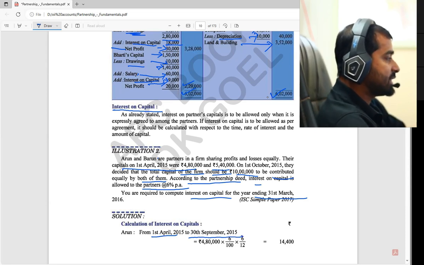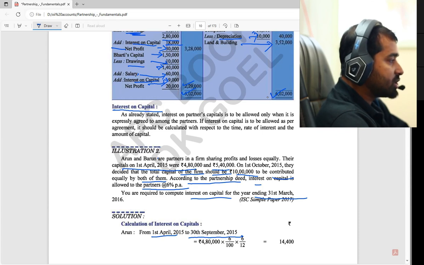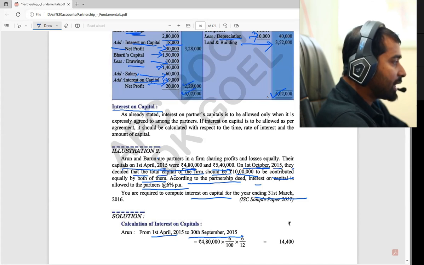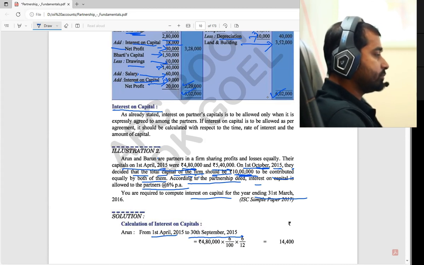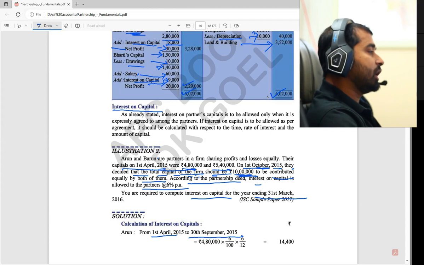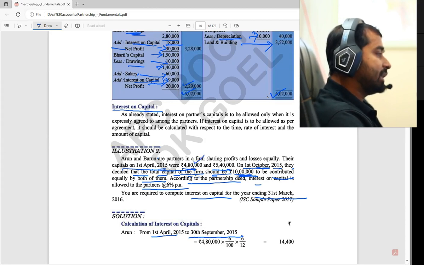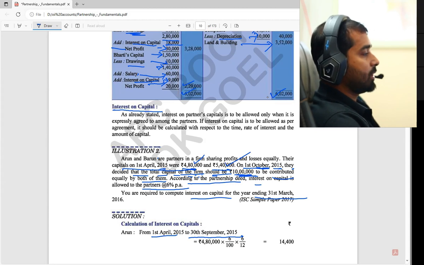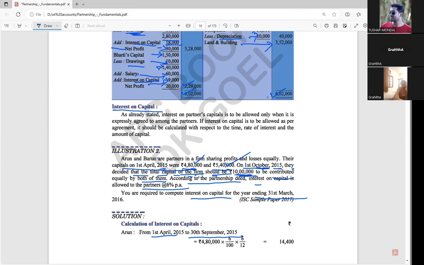Why? Because if you check, Arun and Barun were partners sharing profit and loss equally. Their capital on 1st April 2015 was this one and this one. On 1st October 2015, they decided that the total capital of the firm should be 10 lakh, to be contributed equally. Got the point? After that, they will contribute equally. Now at present, 4 lakh 80,000 and 5 lakh 40,000 is the capital they have already contributed.